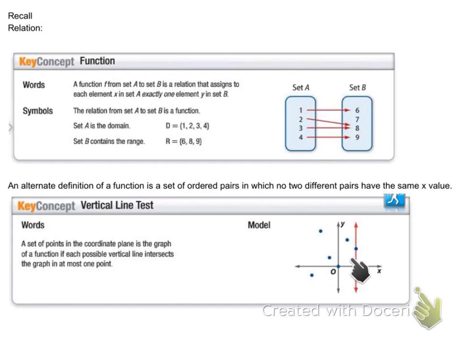But what we can do is the vertical line test. You guys should remember that. That says that if I have a graph of some sort, plot points or whatever, if I draw vertical lines through here, my vertical line shall only intercept the graph at most once to be a function. Any more than that, it's not a function.